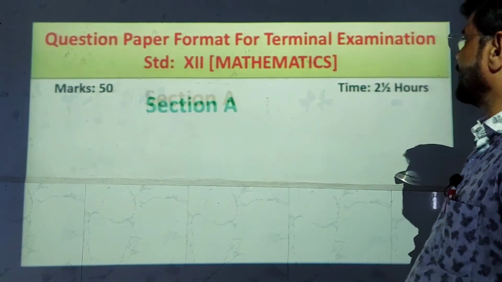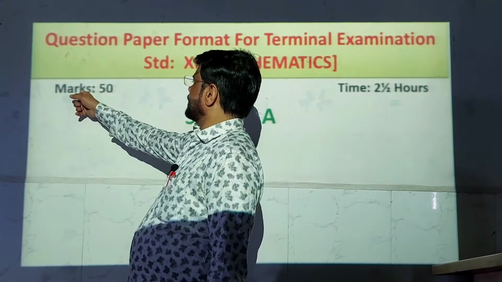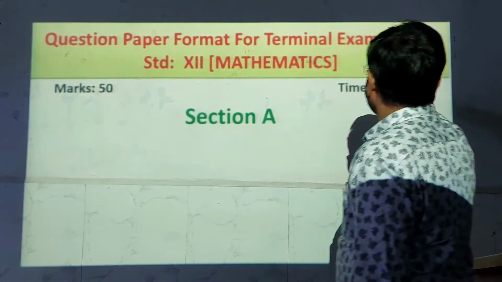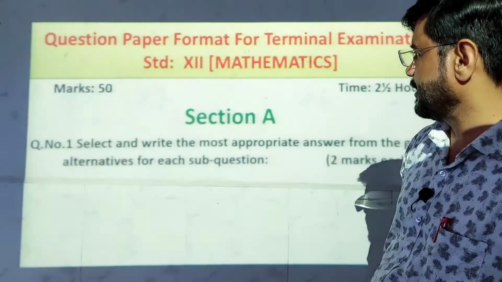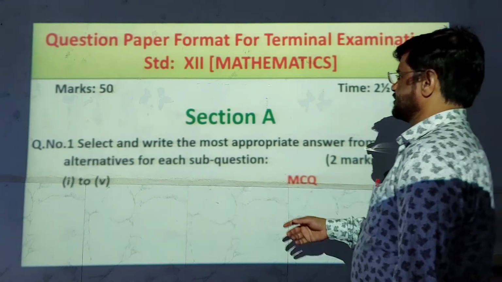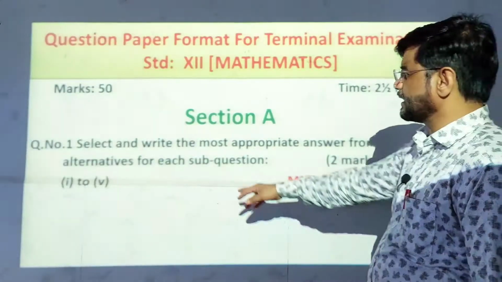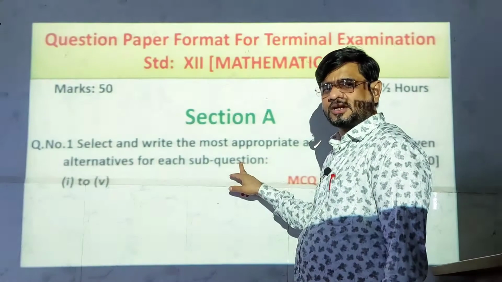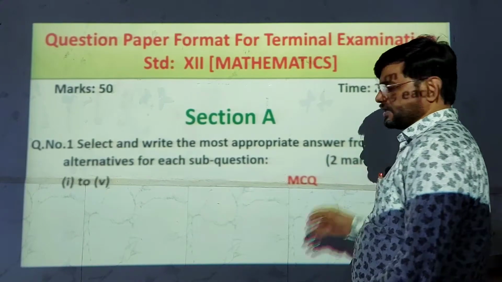Now for the terminal exam having 50 marks, the duration is 2.5 hours. Section A. See, section A, select and write, this is MCQ type. Select and write the most appropriate answer from the given alternatives for each sub question. It has questions 1 to 5. These are compulsory having 10 marks.